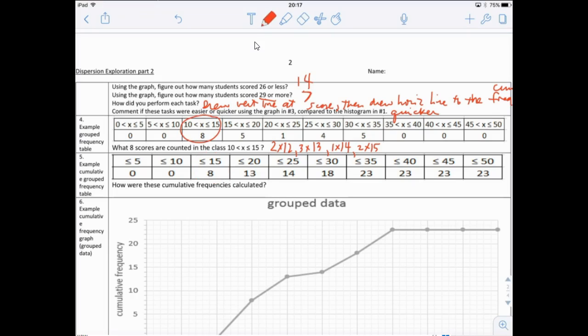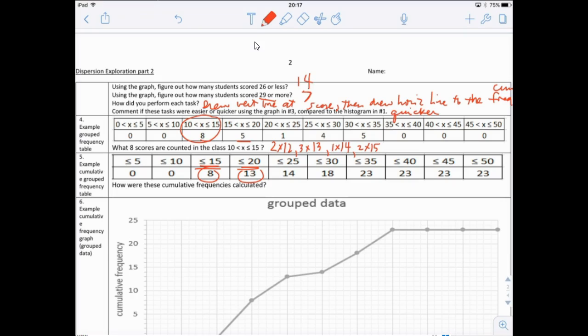The next step, we're going to, again, make a cumulative frequency table, but instead of doing a cumulative frequency table with individual scores, we're going to do it with the interval of 5. So you can see that the first one is going to be 8, and the maximum value here is less than or equal to 15. The next one is going to be less than or equal to 20, and it's going to be 13, which is 5 plus 8. Now, how does this work?